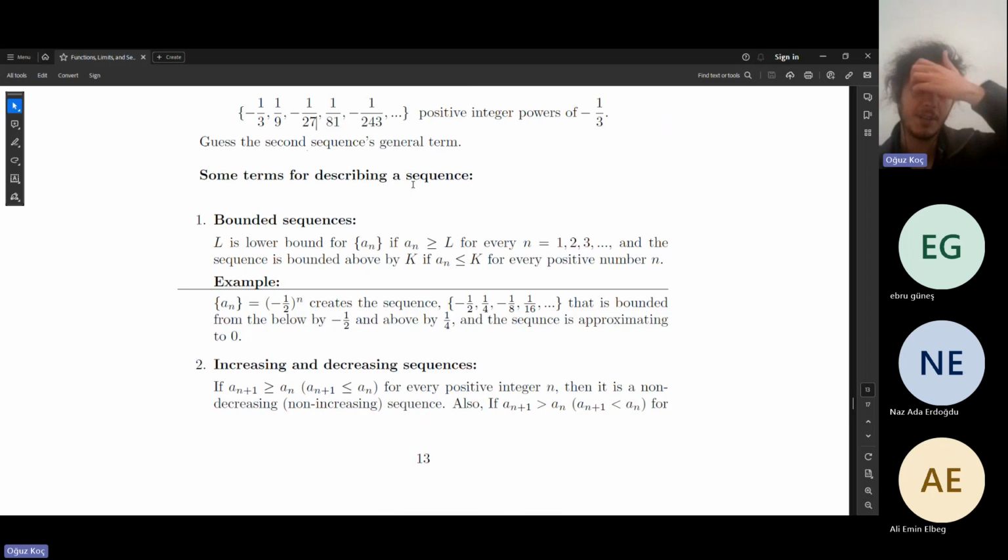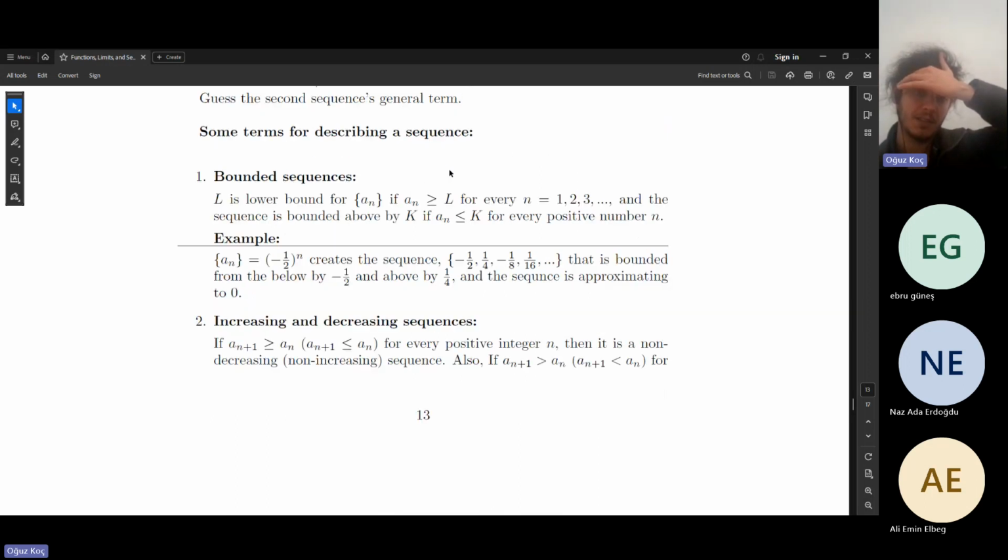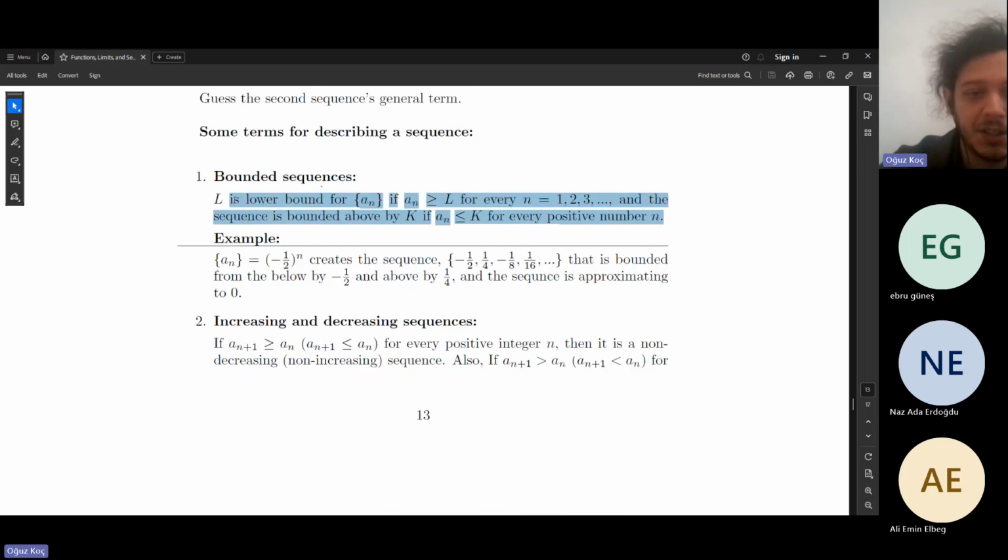Some terms for describing a sequence. When we want to describe a sequence, we need some descriptions, such as this first one, bounded sequences. We can talk about the bounds of the sequence. And there is a mathematical definition here.